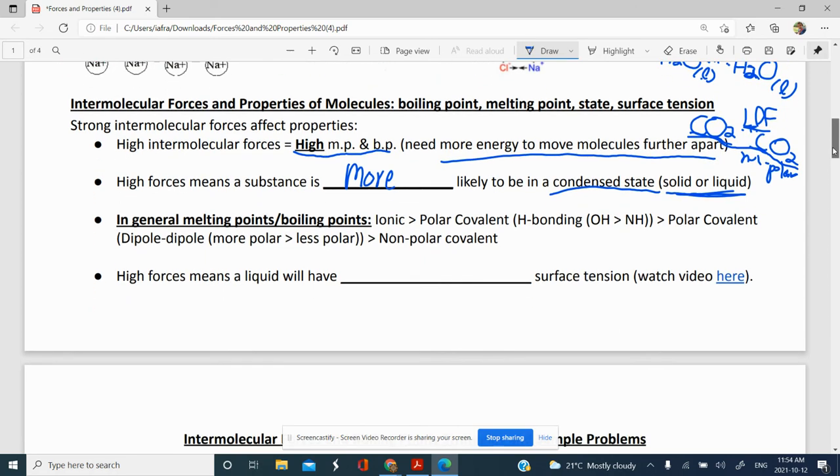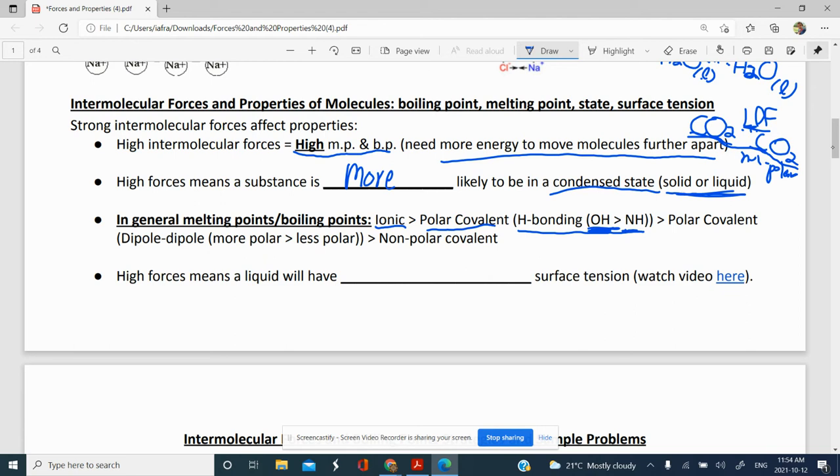So in general, when you're comparing melting points and boiling points of substances, ionic will be the highest first because of its very, very strong full ion charge attractions. Polar covalent will come next with hydrogen bonding capabilities. So if you have OH, NH, or HF, generally the OH hydrogen bonding is going to give higher boiling points or melting points than the NH hydrogen bonding just because it's more polar. So for example, H2O has a higher boiling point than NH3.